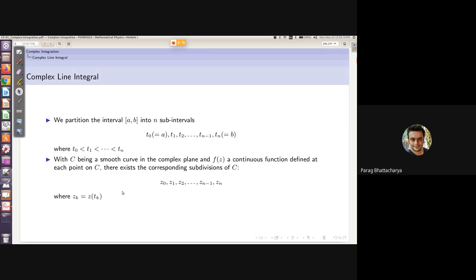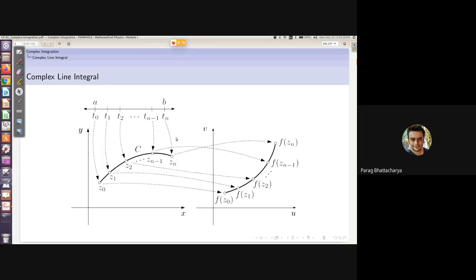For each of these intervals we have samples, that is t naught to tn. For each of these, we have individual points on the complex plane, z naught, z1, and so on, all the way till zn. So this is the parameter for each of these. Because there is a mapping, there is a function here, for each of these z points, in another complex plane, we will have the value of the function. So z naught will give us f of z naught, z1 will give us f of z1, and so on. So if you change this parameter, you are actually changing the values of the function as well.